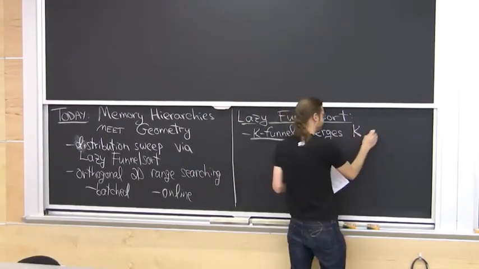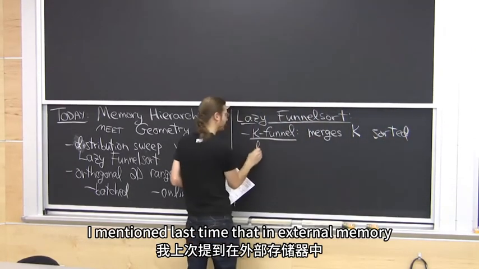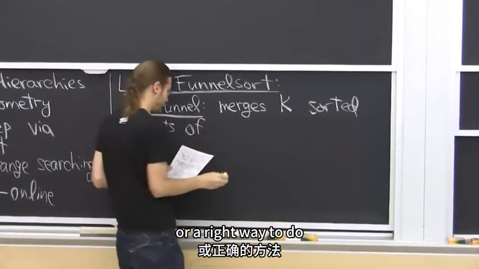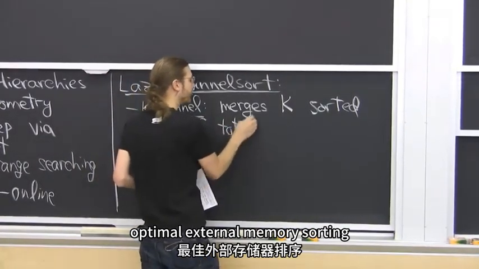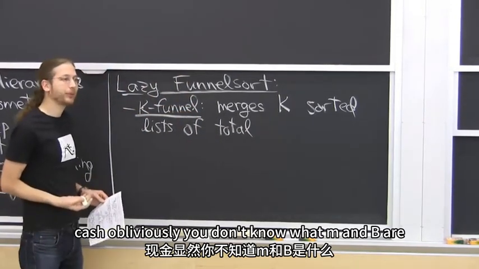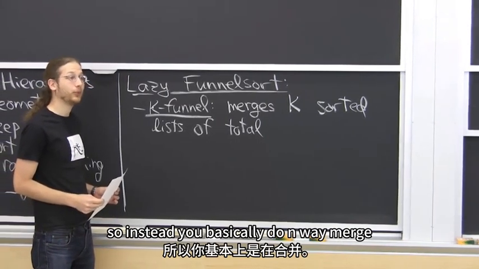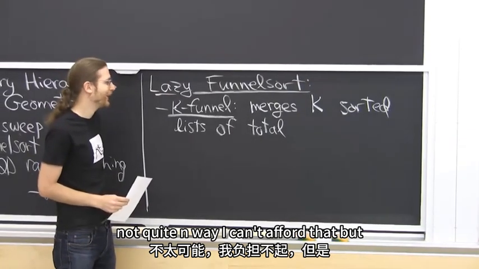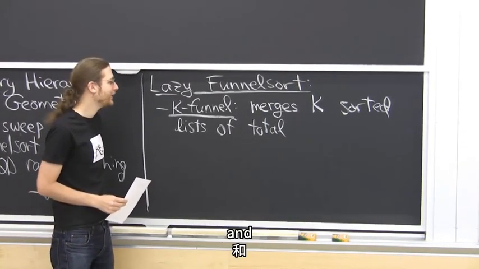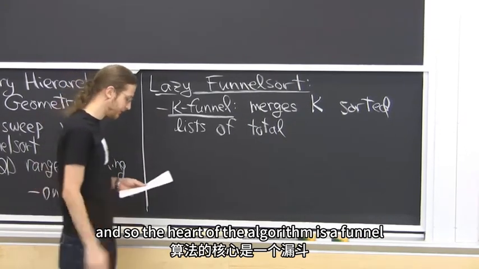So funnel sort is basically a merge sort. I mentioned last time that in external memory, a right way to do optimal external memory sorting is an m over b way merge sort. Cache obliviously, you don't know what m and b are, so it's hard to do m over b way merge. So instead, you basically do n way merge. Not quite n way, I can't afford that, but it's going to be n to the 1/3 way merge sort. And the big question then becomes, how do you do a merge? And the answer is with a funnel. And so the heart of the algorithm is a funnel.